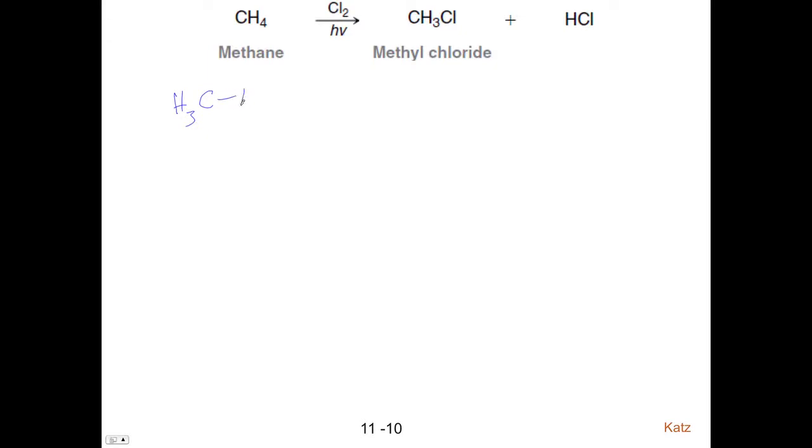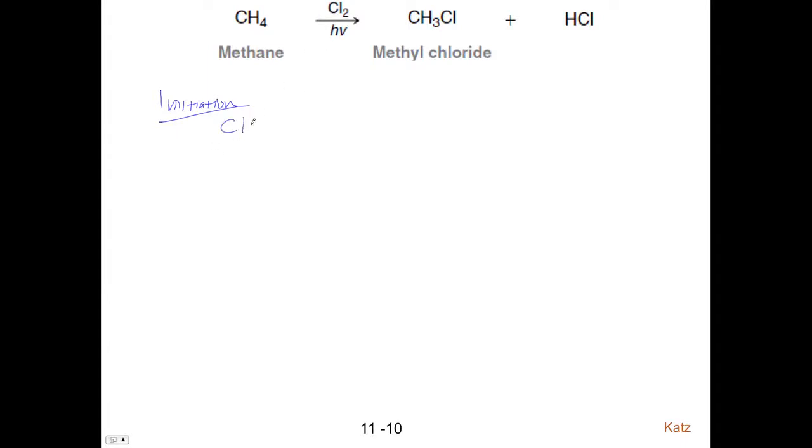I'm going to highlight one hydrogen here. No, I'm not going to start there. I'm going to start somewhere else. I'm going to start at this guy here, at the initiation. Initiation. This initiation means exactly what it says. It's going to initiate the radical process.